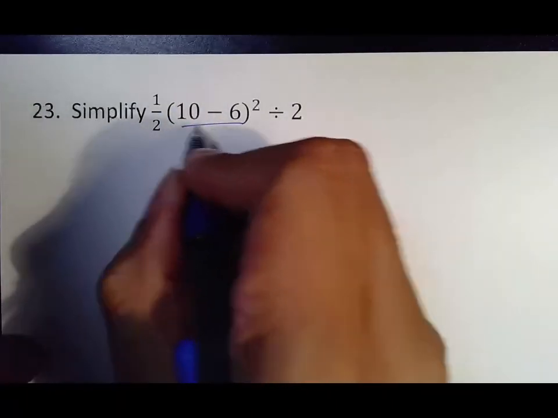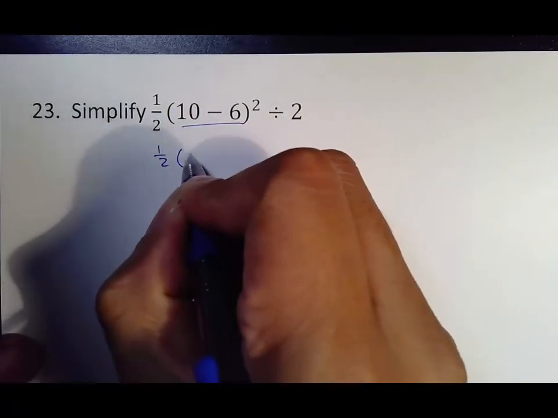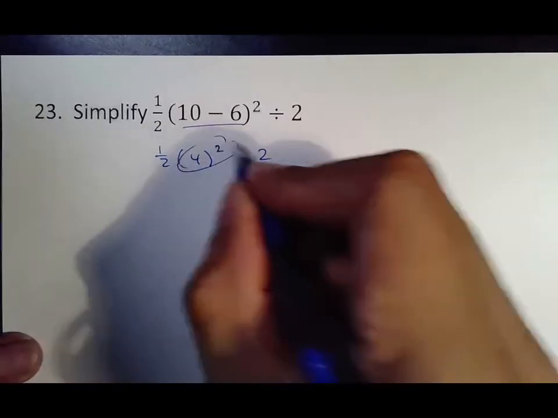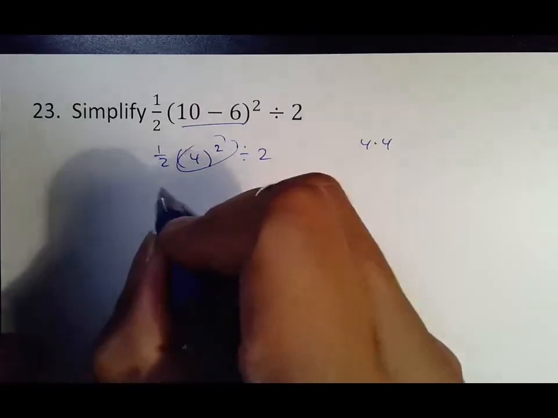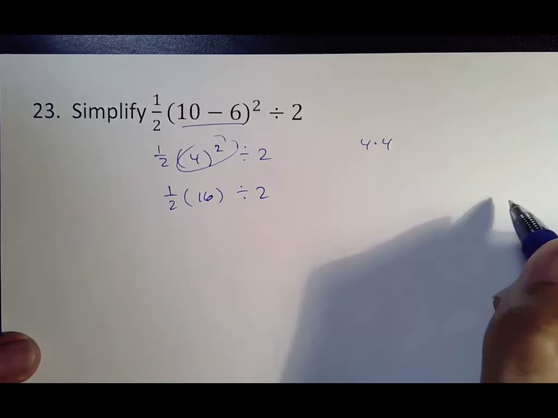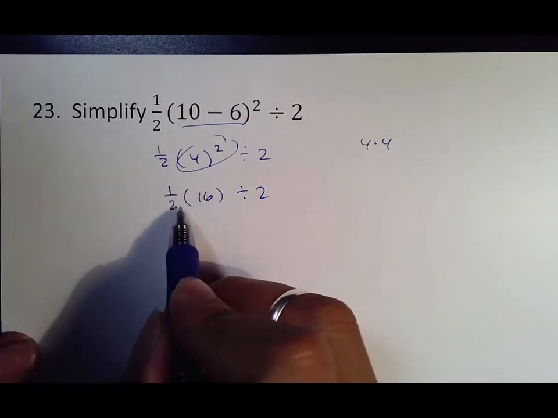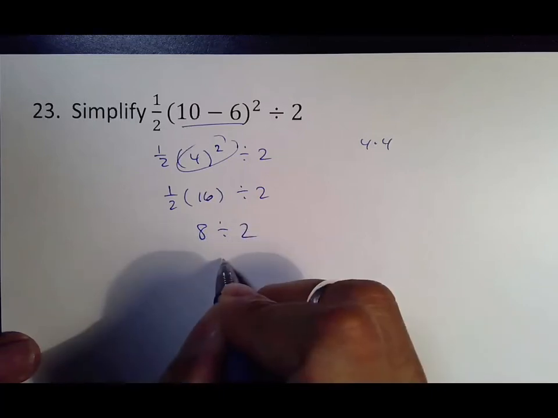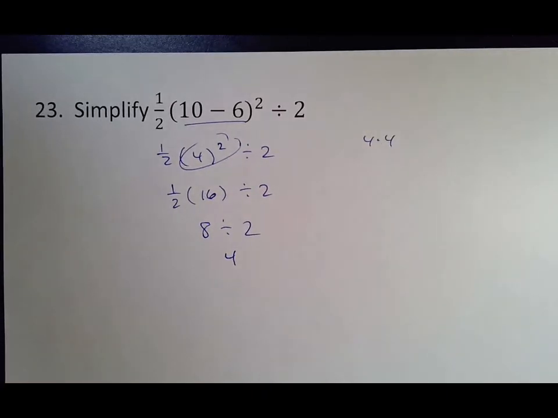Once again, your exponent or your parentheses goes first, so you copy the 1/2, that becomes 4. And there we go. 4 squared means 4 times 4. Again, you'd be able to check your multiplication sheet for that, which is 16. Remember once again that when you do 1/2 times 16, you're actually saying what's 16 divided by 2, which is 8. And then 8 divided by 2 is 4.